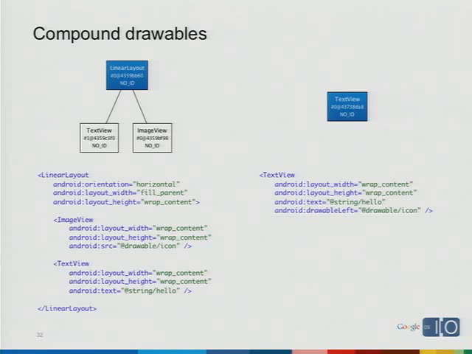So here I have a simple example. On the left, you see the XML that produced this tree here. We have a horizontal linear layout, an image view on the left, and a piece of text on the right. And the equivalent to this is the XML on the right. So it's pretty much the same text view, except we use this attribute called drawable left that will simply set a bitmap on the left side of the text.